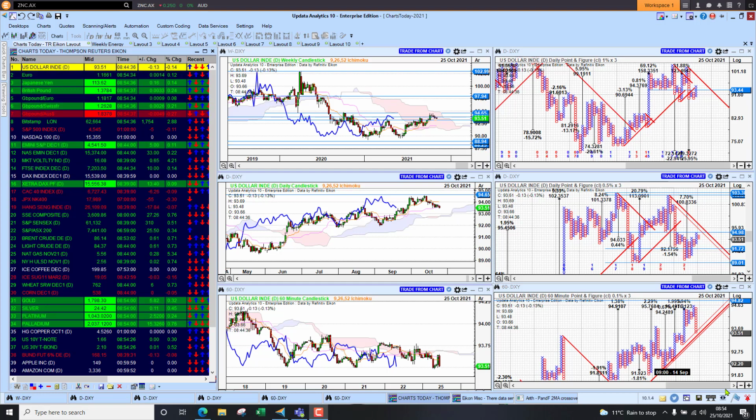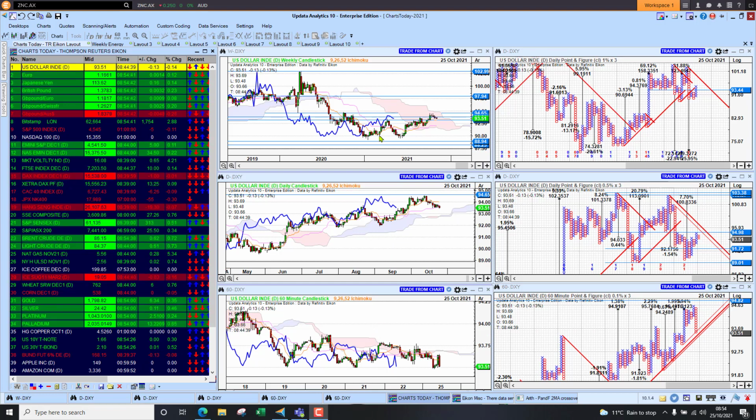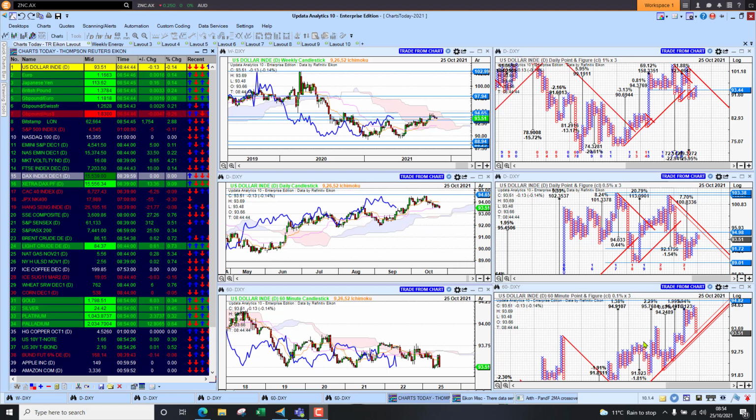And we start by looking at the dollar index. This is my weekly, daily, and 60-minute chart. The cloud, of course: if we're below the cloud, we're bearish. If we're above the cloud, we're bullish. And the corresponding point and figure target.